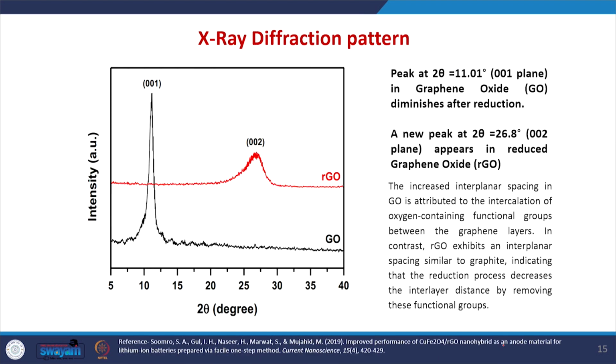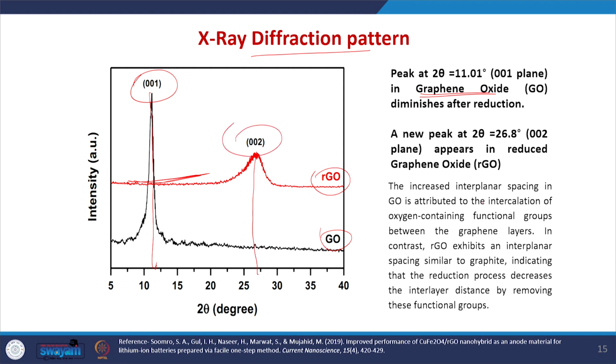Let us see another example for understanding the X-ray diffraction pattern. Here we are going to compare graphene oxide and reduced graphene oxide. In the case of graphene oxide, you are able to get the peak around 11.01 and the plane is 001, but this peak is diminished after reduction. In the reduced graphene oxide you are not able to see this particular peak, but there is a new peak at around 26.8 and the plane is 002.